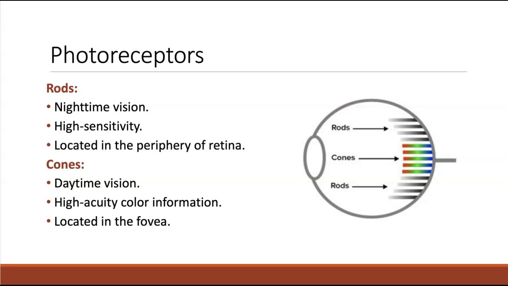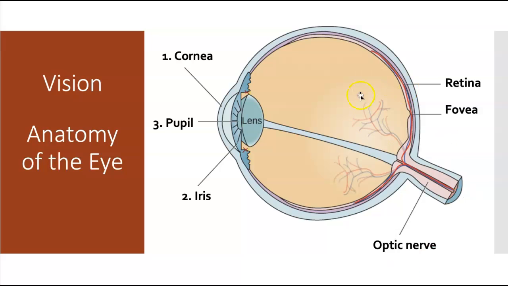Now, part of why they allow us to see in so much detail is because the majority are located in the fovea. So I'm going to go back to this. Here's the fovea, this little point at the back on the retina. Most of the cones are squished together in this little area. So when an image falls on the fovea, because of the cones that allow us to see in detail, we can see that particular part of the image in a lot of detail.